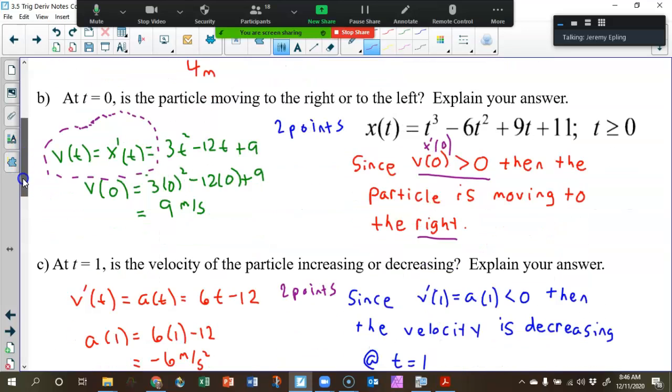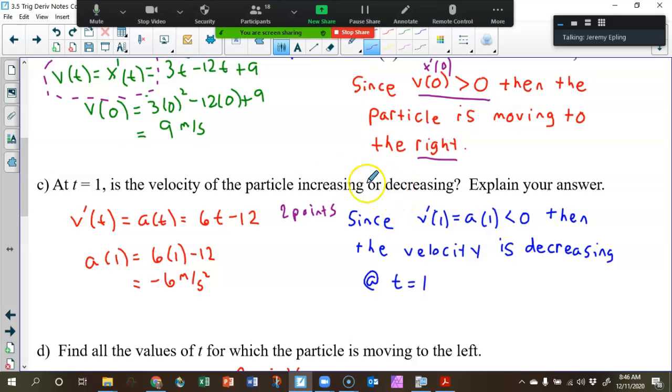Part C is also 2 points. It's 2 very similar points. Part C says at time t is equal to 1, is the velocity of the particle increasing or decreasing, and to explain our answer. So one of those points is that the velocity is decreasing, that I've answered that question. And then I've answered it by doing the same thing. I've taken the velocity function and found its derivative. I called that acceleration. And that the acceleration, the velocity's derivative, is less than 0. So that tells me velocity is decreasing. So 2 points there in part C.